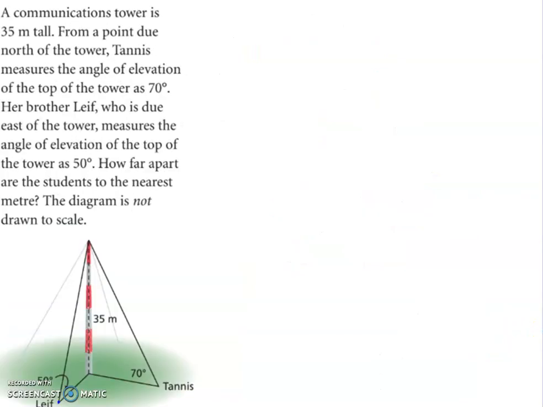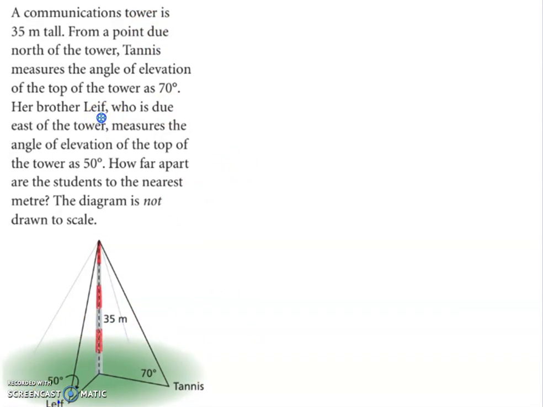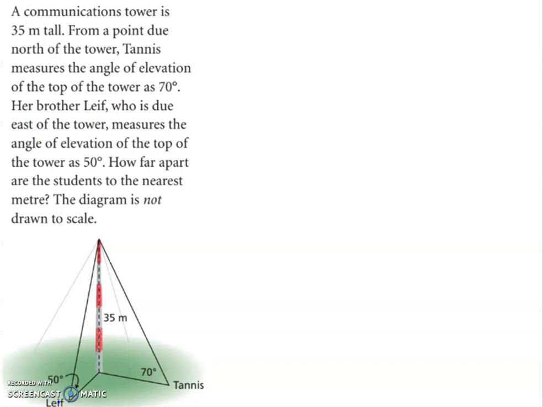Last but not least, we have this third problem here. This is a typical problem that we might see on the provincial exam. It says a communication tower is 35 meters tall. From a point due north of the tower, Tanis measures the angle of elevation of 70 degrees. Her brother Leaf, who is due east of the tower, measures an angle of elevation of 50 degrees. How far apart are the students to the nearest meter? So we're looking for this length here.